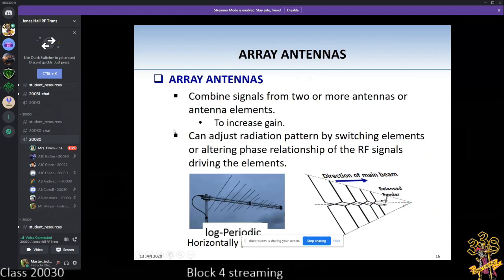An array is a set of antennas. It would be 2 or more antennas or antenna elements, and they are combined to give you an increase in gain. Okay, so instead of just one antenna picking up your signal, you can have 2 or more antennas or antenna elements picking up your signal and then combining them to increase the gain.